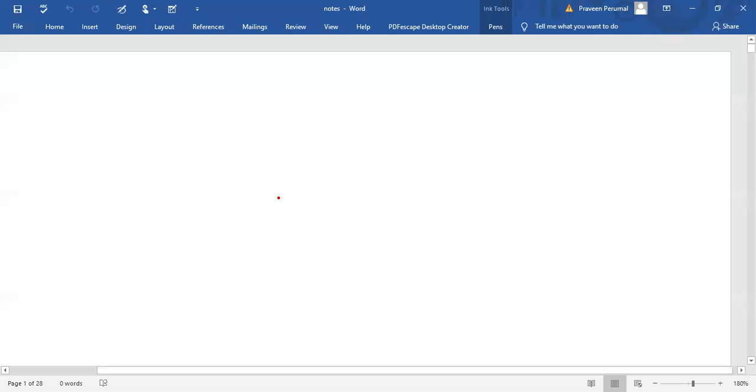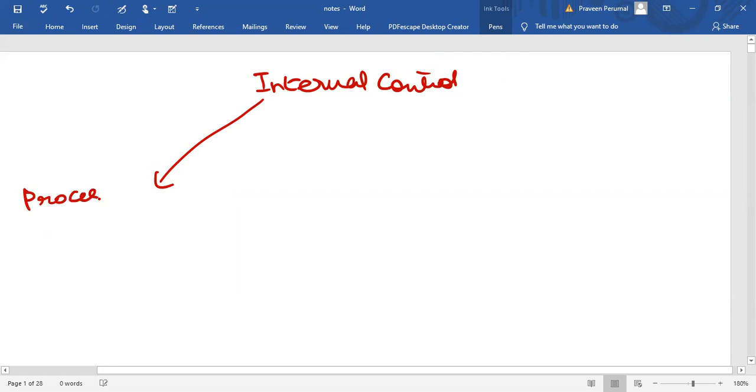Now, we are going to see about internal control. Okay, so what is internal control? Point number one, it's a process. Internal control is a process.